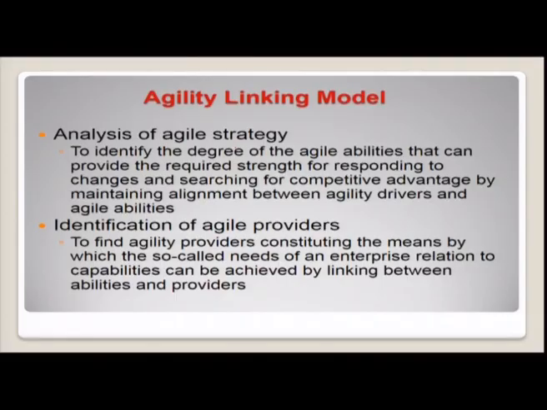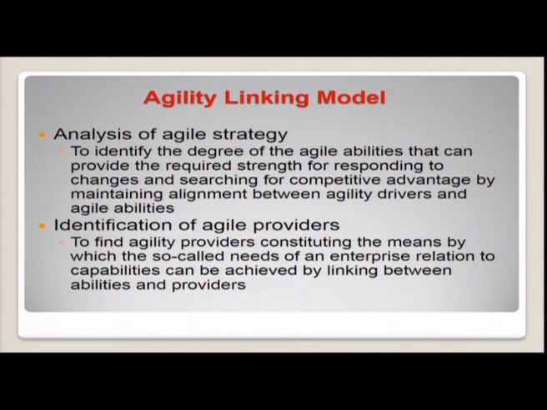It is used to identify the degree of the agile abilities that can provide the required strength for responding to changes and searching for competitive advantage by maintaining alignment between agility drivers and agile abilities. And as far as the identification of agile providers is concerned, it is to find the agility providers, constituting the means by which the needs of an enterprise in relation to capabilities can be achieved by linking between abilities and providers. So these two things speak about the agility linking model.